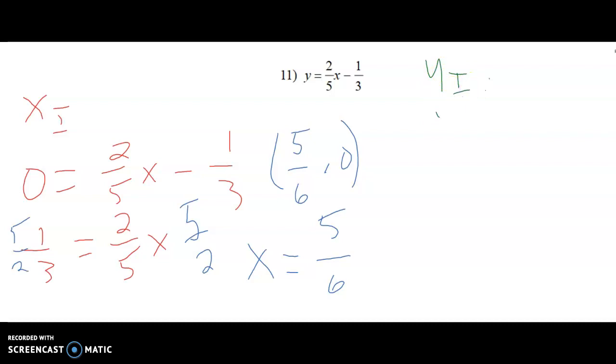My y-intercept. Well, I'm just going to set x equal to 0, so the 2/5 x is gone. I'm left with negative 1/3. So 0, negative 1/3. Sometimes the y-intercept is a lot easier to find. Not always, but sometimes. Okay, let's try one more.